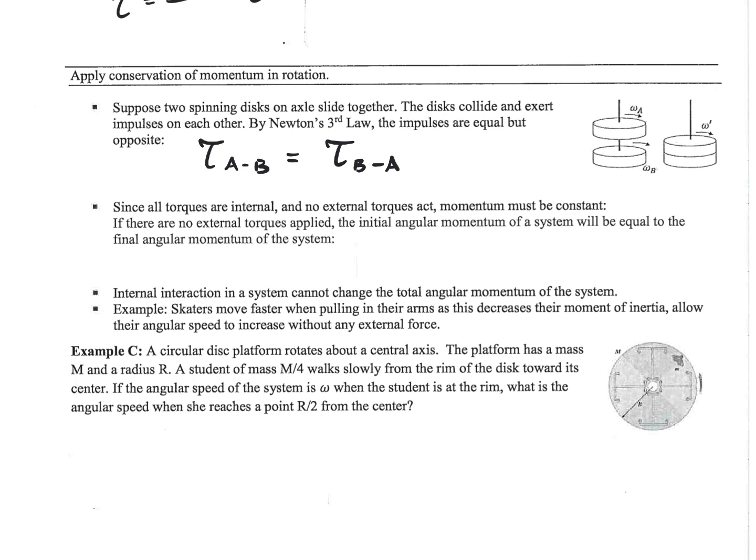So, this is just action-reaction. This is Newton's third law. For every action, there's an equal and opposite reaction. Since all of the torques are internal, no external torque acted, did it? Then the momentum must be constant. No external torques means the initial angular momentum equals the final angular momentum. We just talked about this, didn't we? And this is where we say L initial equals L final. It's really what it means.